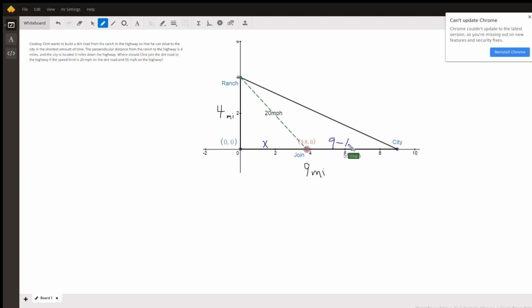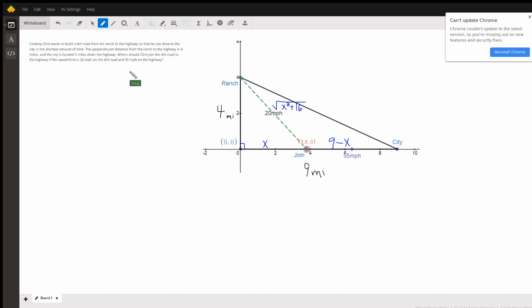So what we're doing is finding expressions for distances right now. The length of this green dashed line is based on the Pythagorean theorem. x squared plus 4 squared equals this distance squared. So this distance is the square root of x squared plus 16. So we've got expressions for the 3 distances that we're interested in.